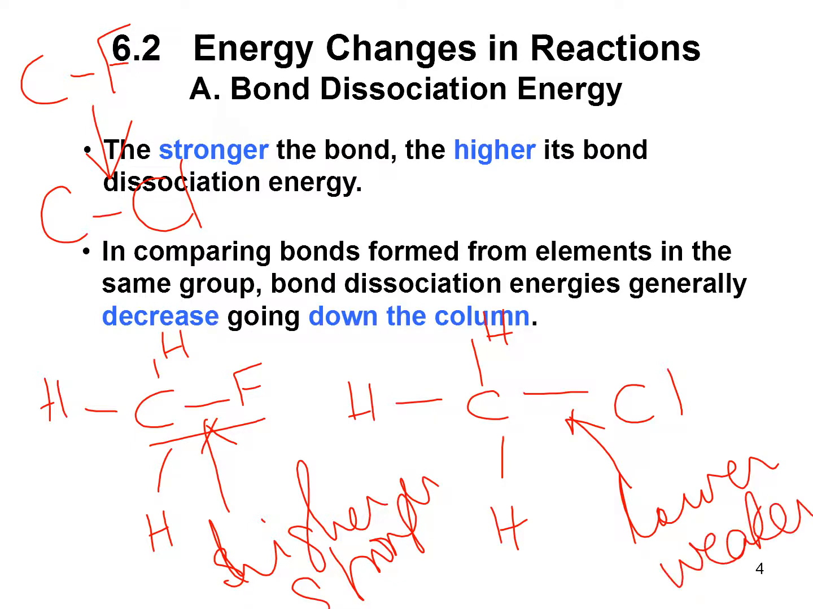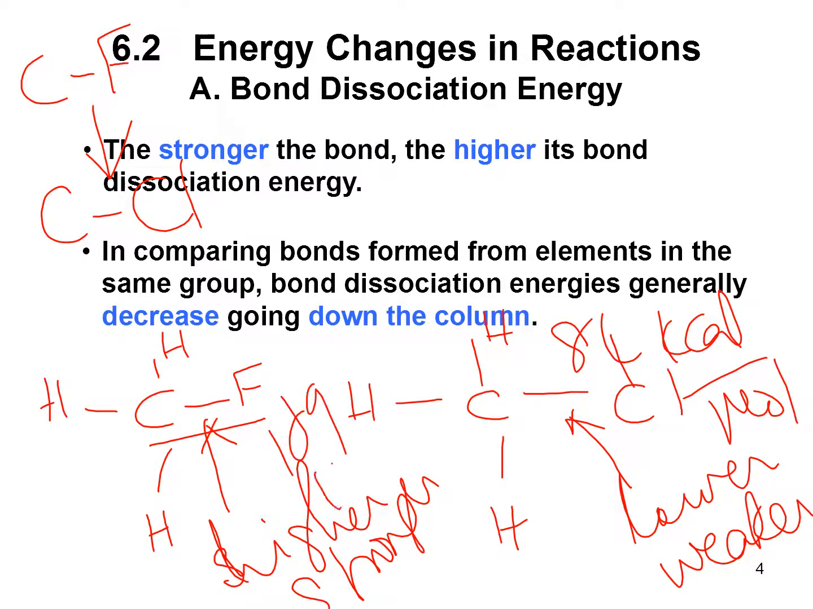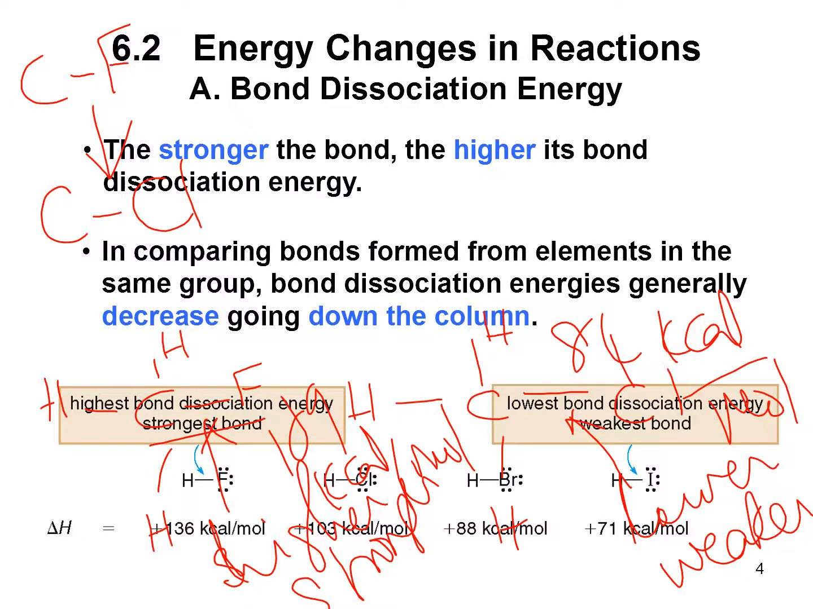And indeed, if we look at numbers, this one is 84 kilocalories per mole, whereas this one is 109 kilocalories per mole. So from an exam point of view, you will need to understand that down the group, my bond dissociation energies are decreasing. As my bond dissociation energies decrease, my bond becomes weaker. As my bond dissociation energies increase, my bond becomes stronger.